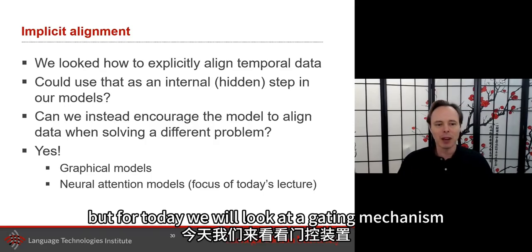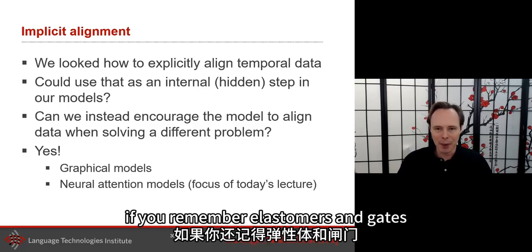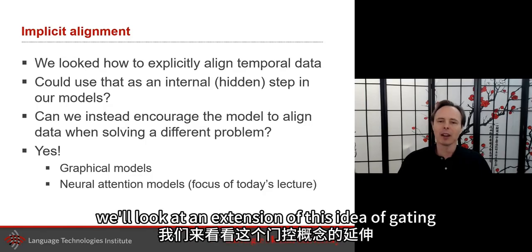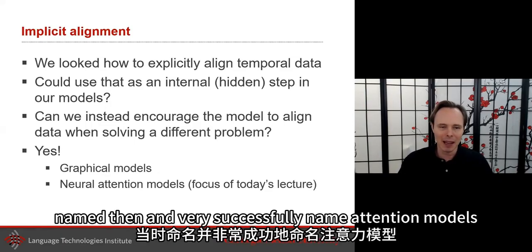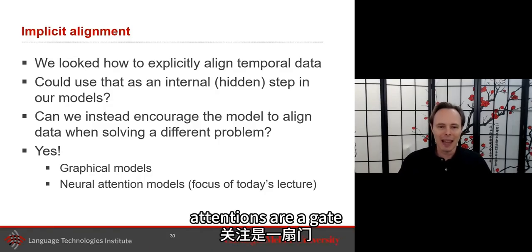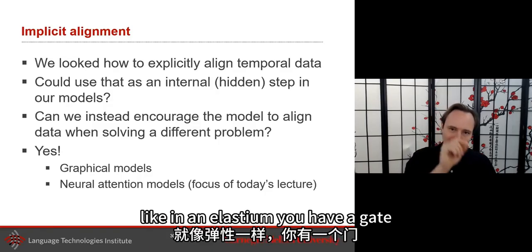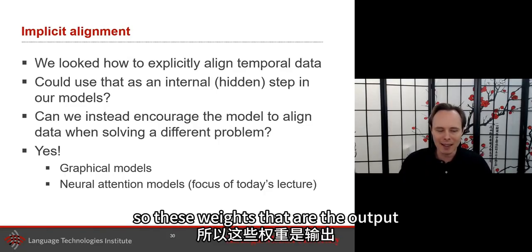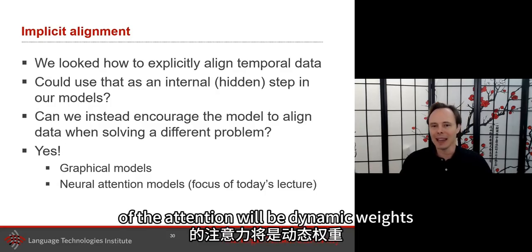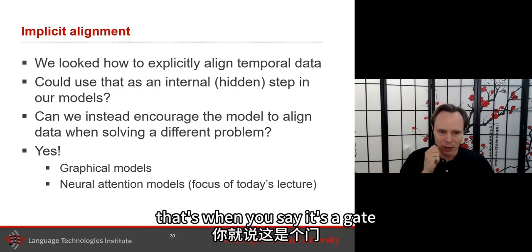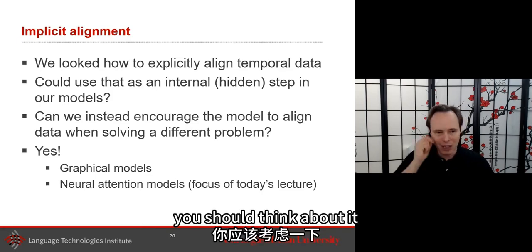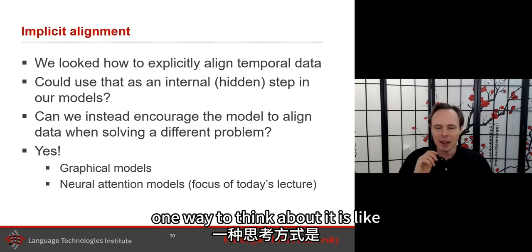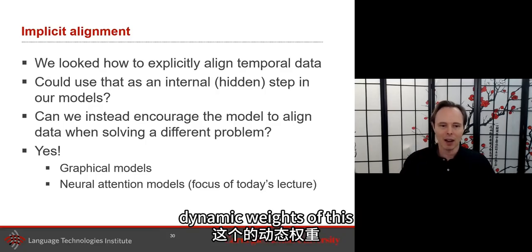But for today, we will look at a gating mechanism. If you remember LSTMs and gates, we'll look at an extension of this idea of gating that has been very successfully named attention models. Attentions are a gate, like in an LSTM you have a gate. So the weights that are the output of the attention will be dynamic weights. That's when you say it's a gate. One way to think about it is as dynamic weights.